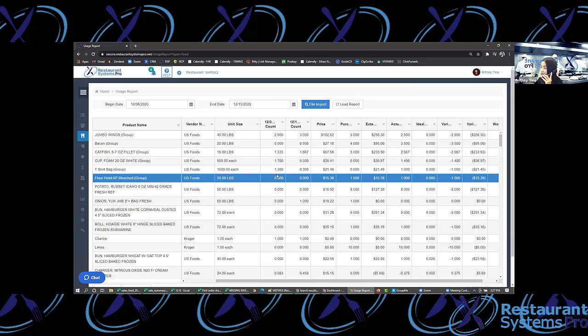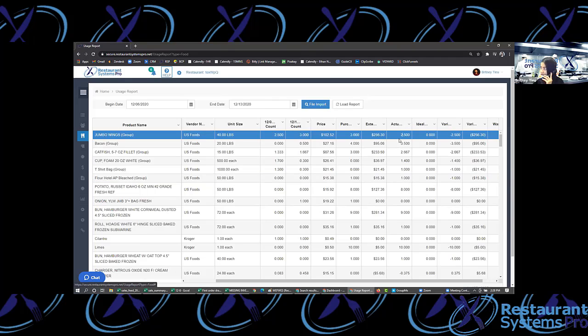Now for this one right over here, you can see the date range is kind of cut off. Just know that this one will always be your beginning inventory, and you'll see the date range right over here, and the right side will always be your ending inventory. I have my price. Now, when you're looking at this, the price always has to correlate with the unit size. I have my purchases. This is how much I purchased for the week of the 6th to the 13th of that specific item. My extension is going to be how much I actually use, which is this actual usage column, multiplied by the price to give me my extension.